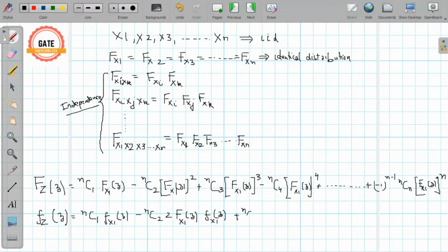The next term will be nC3, and the differentiation of this will be 3 times F of X1 of z squared, and again the differentiation of the CDF of X1 will be the PDF of X1. Similarly, we can do it for all other terms. The last term will be minus 1 raised to power n minus 1. Here nCn is 1, so we can write 1 times the differentiation of this term. The differentiation of this term will be n times F of X1 of z raised to power n minus 1, times the differentiation of the CDF of X1, which will be the PDF of X1.